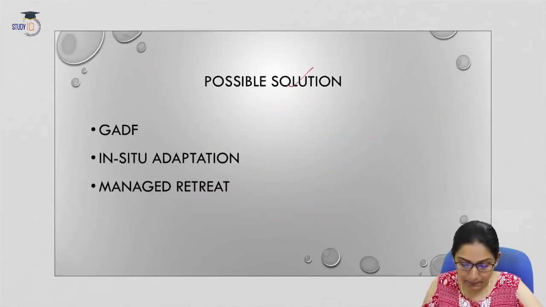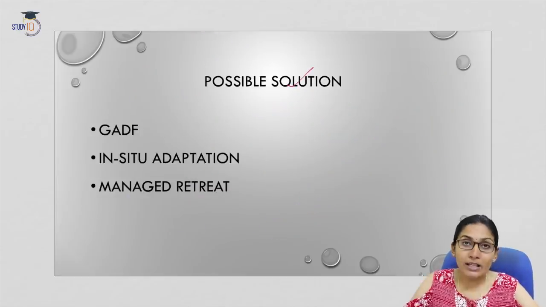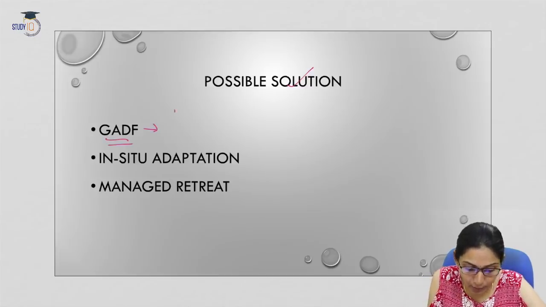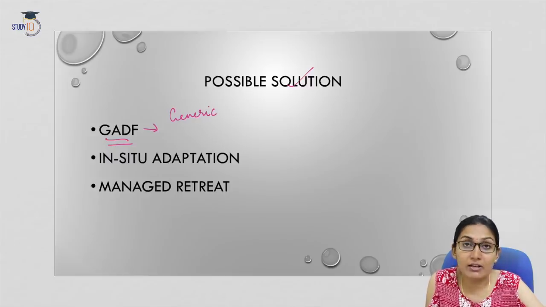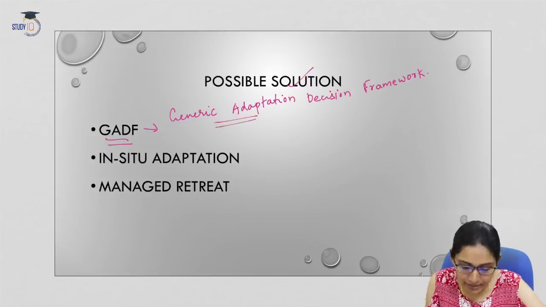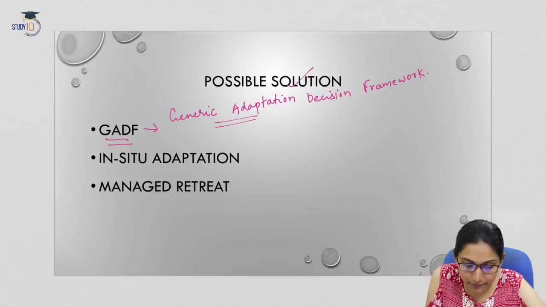Now let us see what is the possible solution to this. So we can find a possible solution to this issue in the GADF. What is GADF? It is Generic Adaptation Decision Framework. So GADF is Generic Adaptation Decision Framework. What it is?